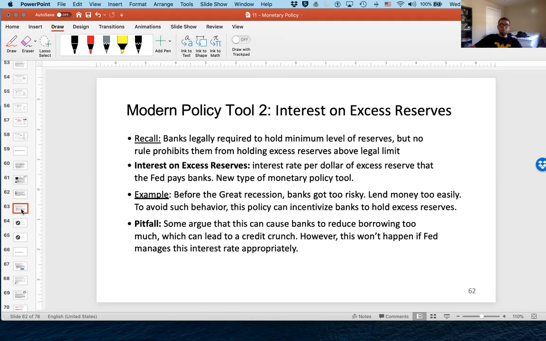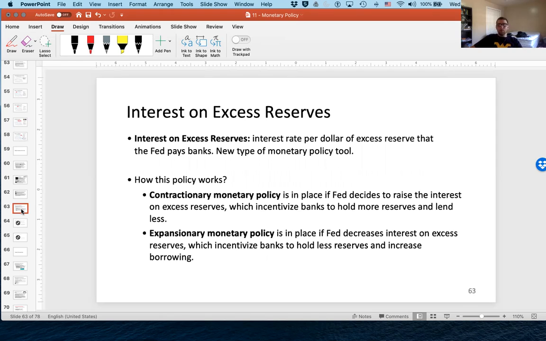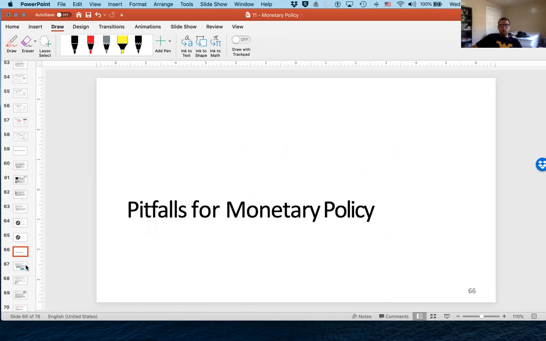All right. So those would be the two modern tools that the Fed might use in order to either expand the economy through monetary policy or to contract the money supply. So, let's see what else here. So the pitfalls.